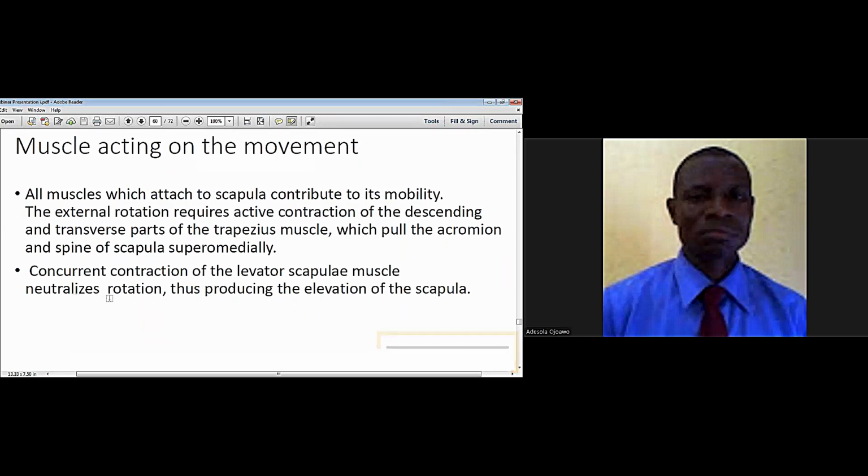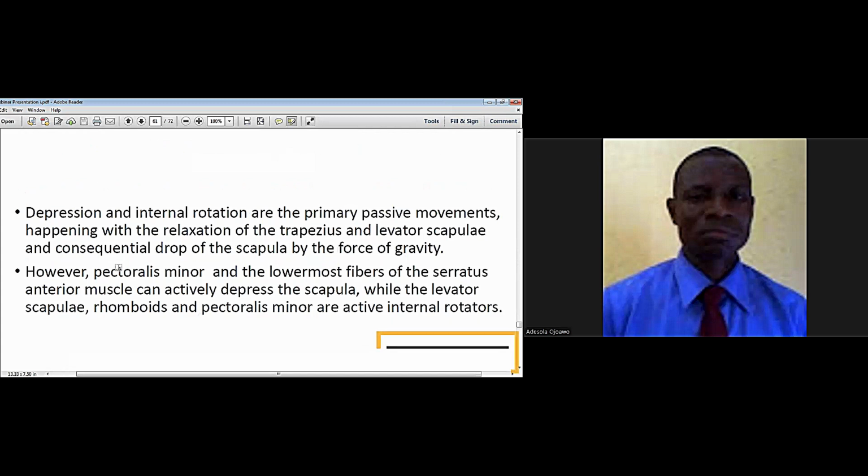Concurrent contraction of the levator scapulae muscle neutralizes rotation, thus producing the elevation of the scapula. So that's the joint that is moving there. The present rotations are primarily passive movements, happening with the relaxation of the trapezius and levator scapulae, and consequently the drop of the scapula by the force of gravity. The first fibers of the serratus anterior muscle can activate the shoulder, while the levator scapulae, rhomboid, and pectoralis major are active internal rotators. All right, so I think we are moving on.